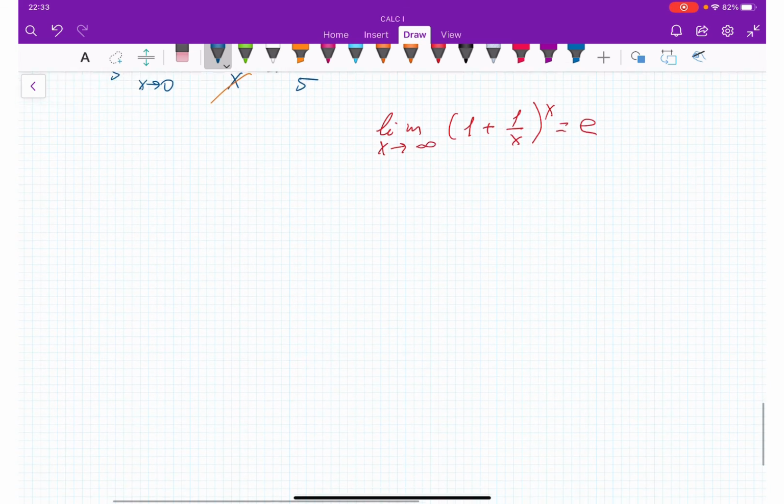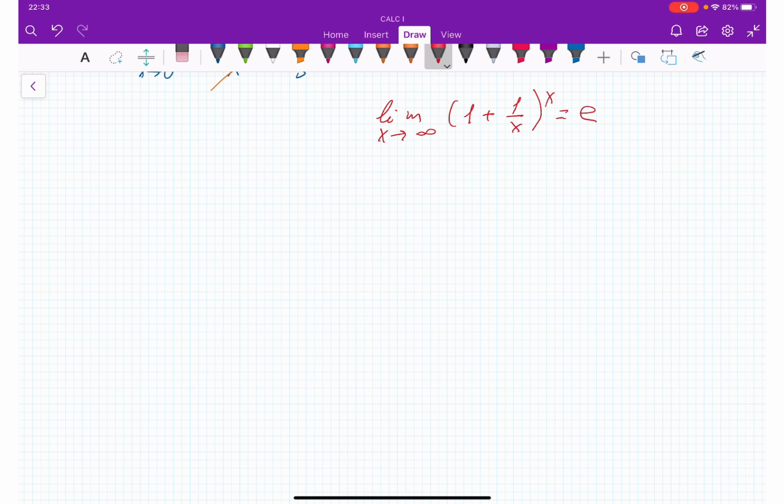All right, and next time I'm going to talk about this formula and practice problems that involve this case.